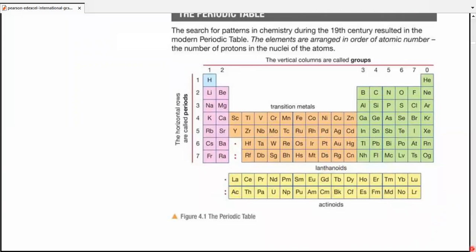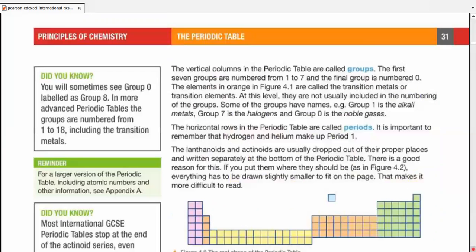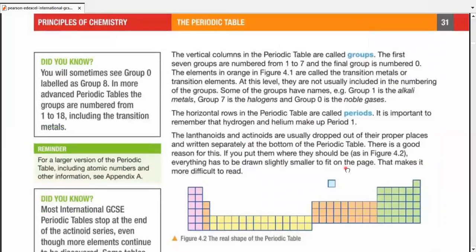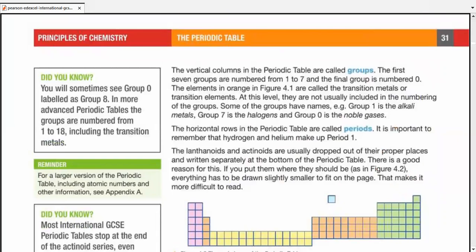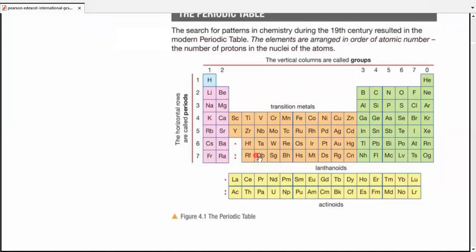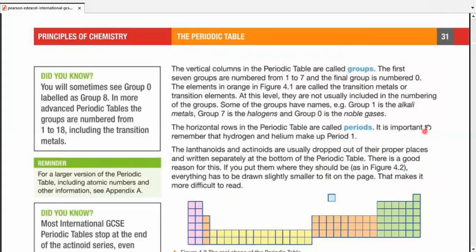This is how we design it. Now, why do we design it this way? This requires further study, so let's go through that. The vertical columns in the periodic table are known as groups. The first 7 groups are numbered from 1 to 7, and the final group is numbered 0. The elements in orange in figure 4.1 are called the transition elements, the ones present in the center. The entire center are transition elements, all right?